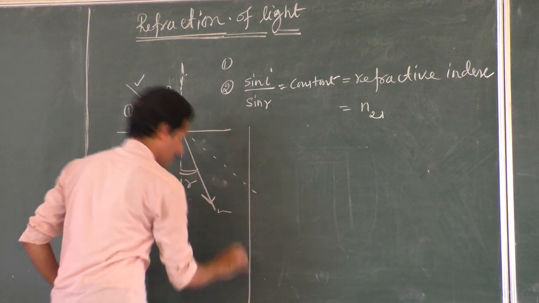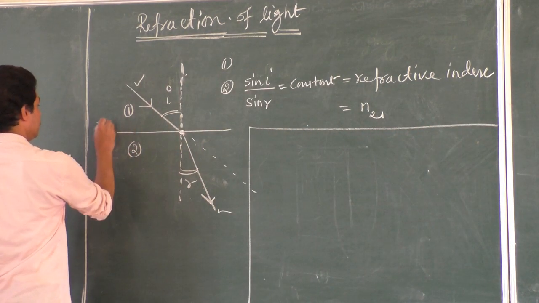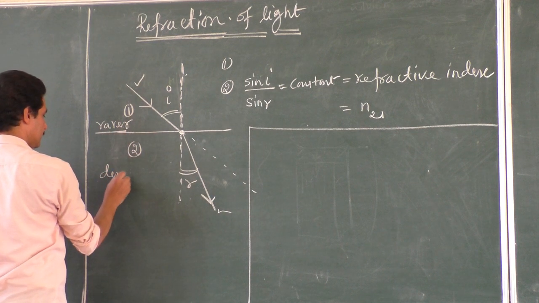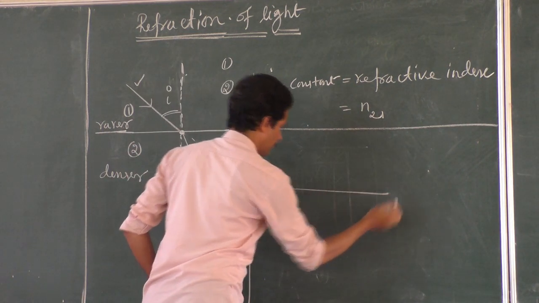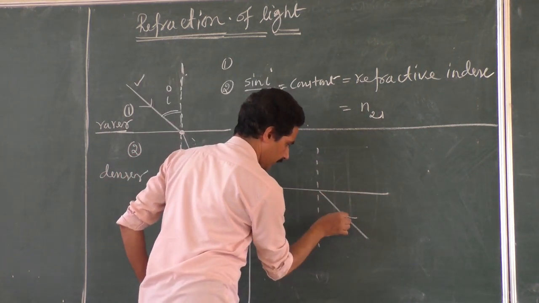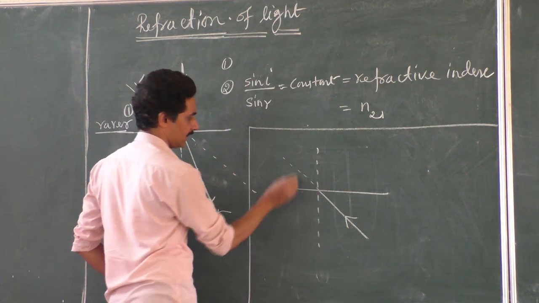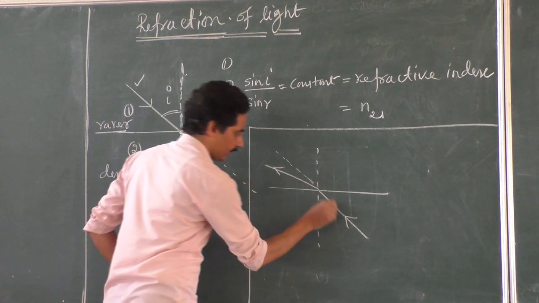Now suppose a ray of light, and say this is the rarer medium. If it has to bend towards the normal, it should travel from rarer to denser medium. And if a ray of light is traveling from denser to rarer medium, say this is water, a ray of light incident inside water, instead of traveling in the same straight line, will bend away because its speed increases.